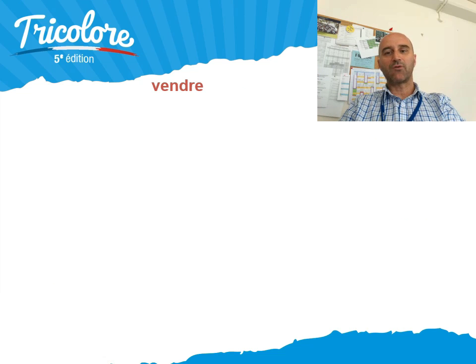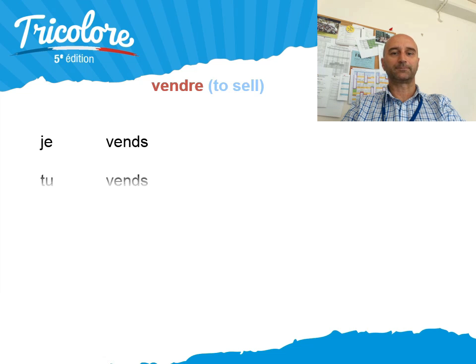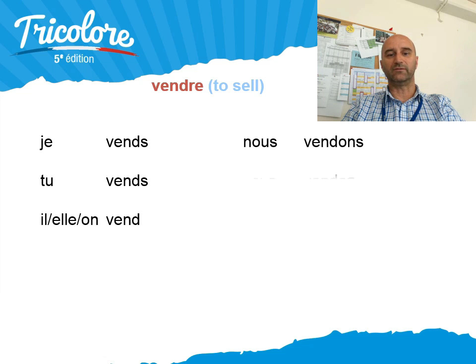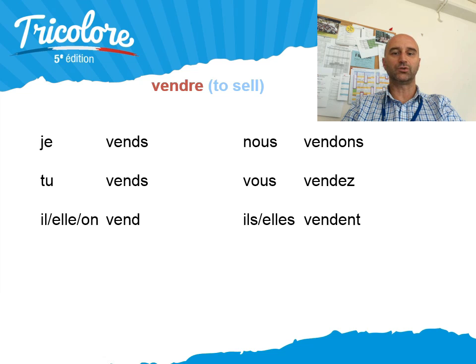All right, moving on to RE ending verbs. Remember, we're talking about regular verbs, so the process is going to be exactly the same. We're identifying the ending for the dictionary form, taking that off, and then adding on an ending for the present. So here is vendre, to sell. And here are the forms of vendre, je, tu, il, nous, vous, ils, elles, okay? And you notice immediately that the endings are slightly different.